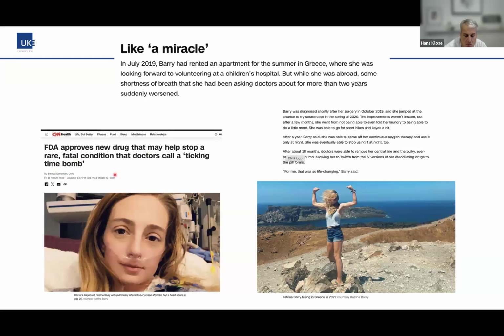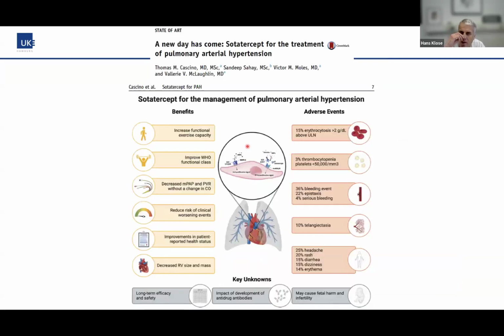I know a lot of things are a ticking time bomb, and I don't know this young lady, but here she was severely ill, and here she is fit again after taking sotatercept. We know some of these patients who are super responders, but I will end this talk by telling you, yes, sotatercept is a good drug. Definitely. It had a lot of benefits here, increasing functional capacity, improving functional class, decreasing mean PAP and PVR, reducing the risk of clinical worsening events, and so on and so on.